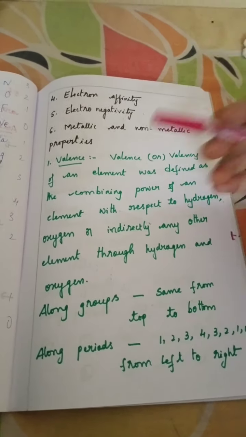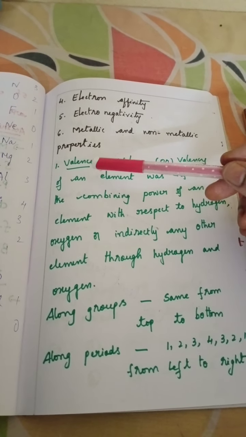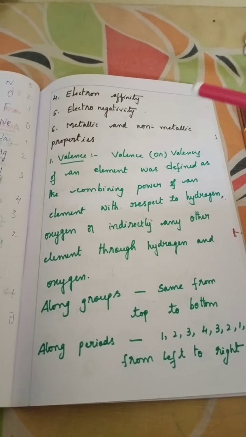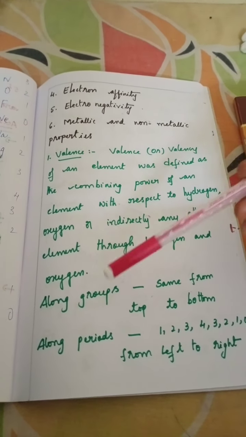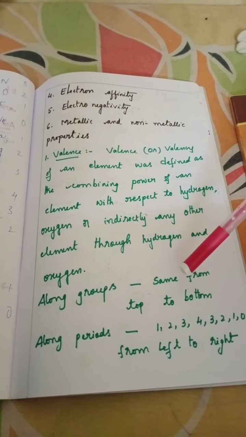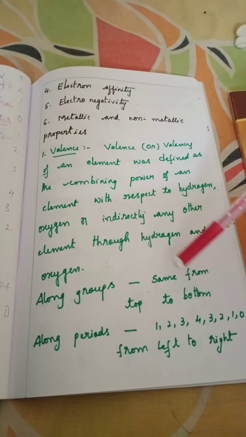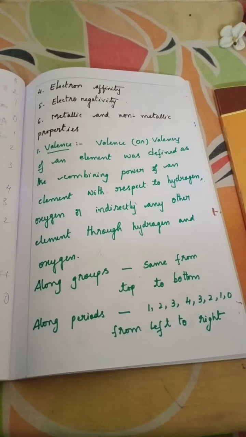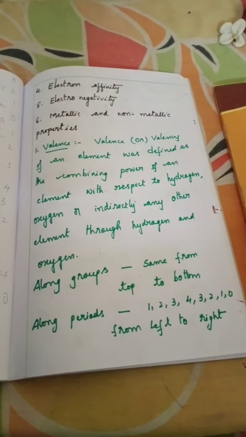So first, valency is nothing but the combining power of an atom with another atom through hydrogen or oxygen. Along the groups it will be the same from top to bottom. And when we see the periods, 1 2 3 4 3 2 1 0, like this it will change.